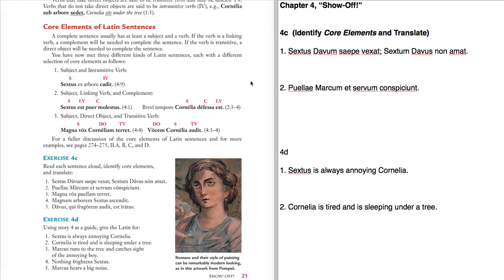Okay, this is 4C and 4D. I'm going to try to squeeze them both into one video. Again, if I'm going too slow, feel free to speed up or just cut to the part that you want to. Latin tends to be difficult, even for seniors, juniors.